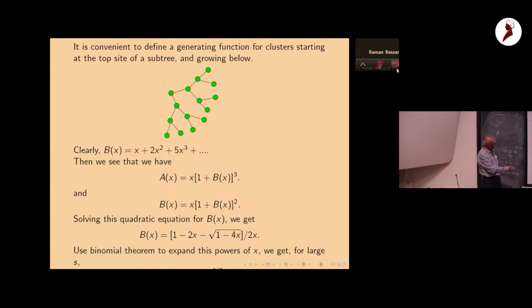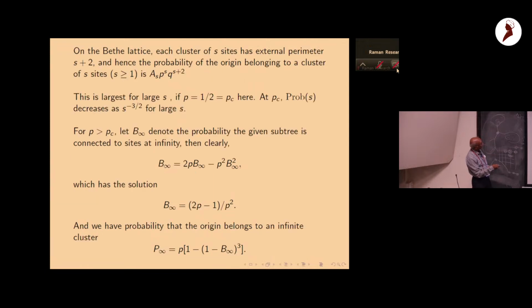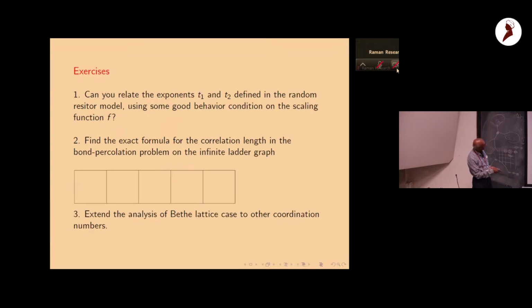But this is a quadratic equation in B, and you can solve it explicitly to get this result. So now I have B as an explicit function of x. I can Taylor expand and get all the coefficients. Okay? And these exercises I want to do, that we will do later.